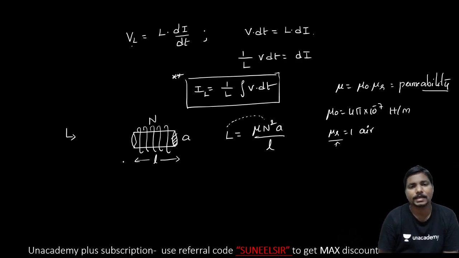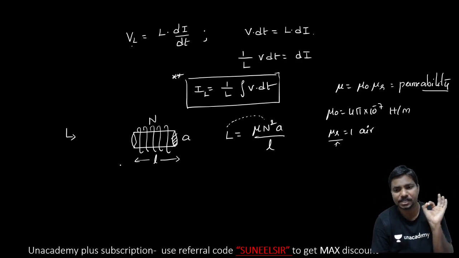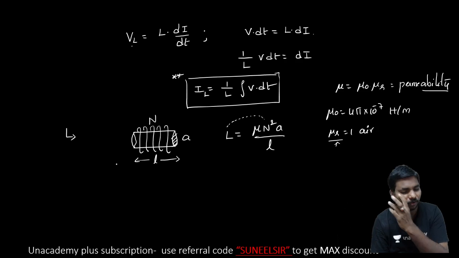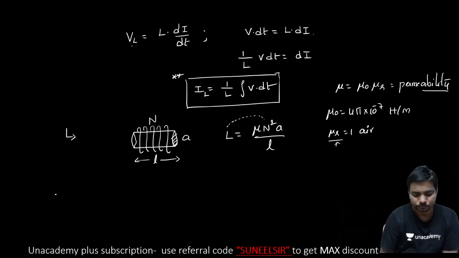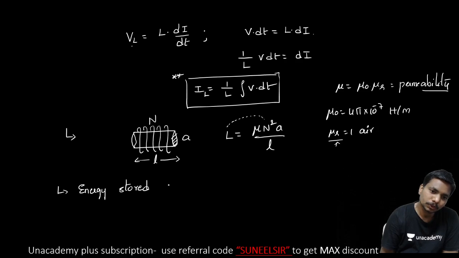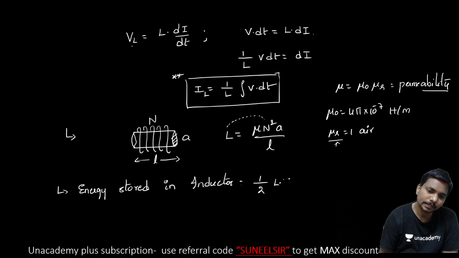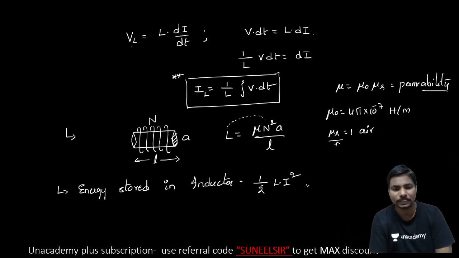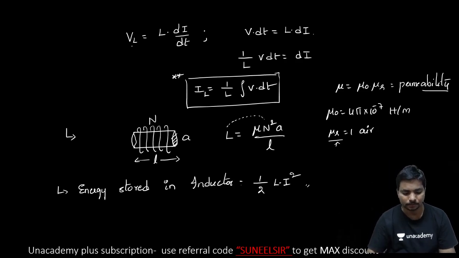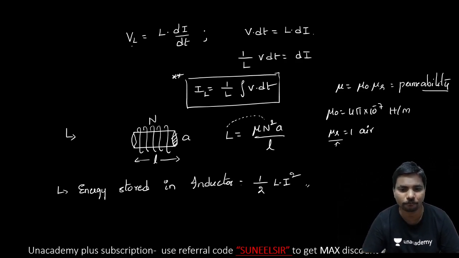Coming to it, I already said it is an energy storage element. Now, what is the formula for energy stored in the inductor? Energy stored in the inductor is nothing but half L into I square. Very, very important, friends. Energy stored in the inductor is half L I square. It is stored in electromagnetic form.